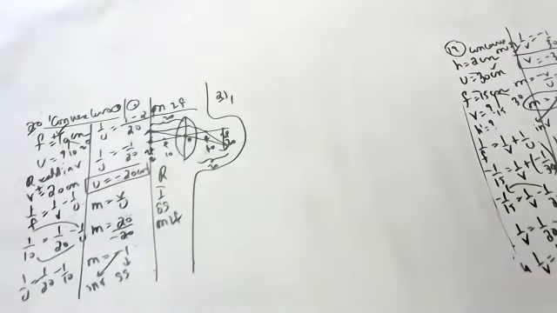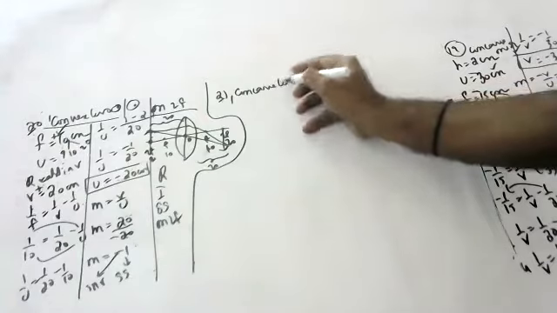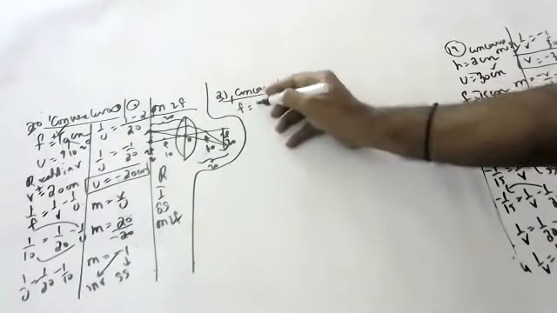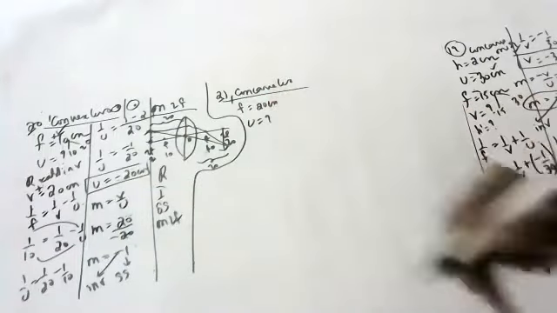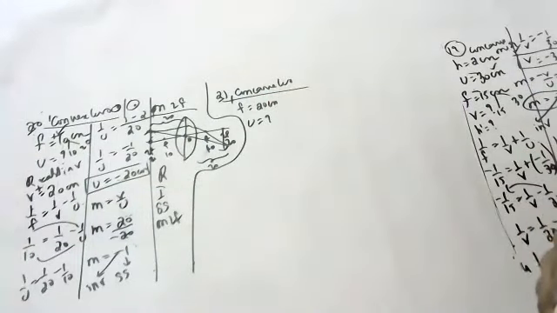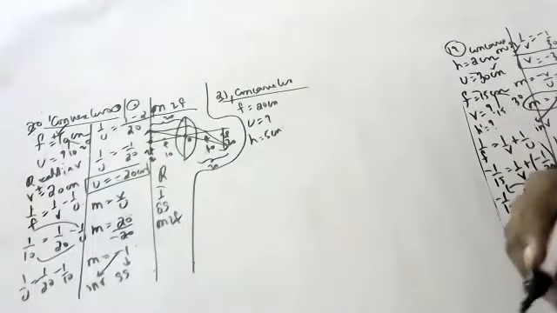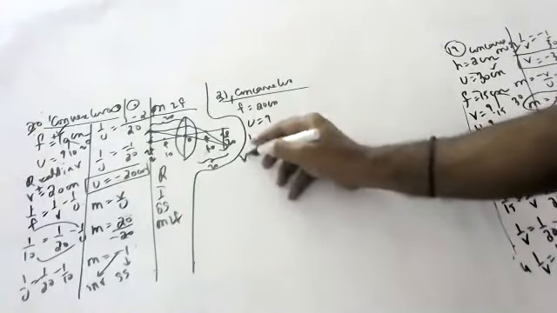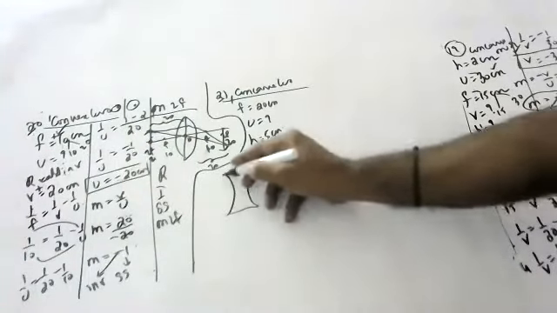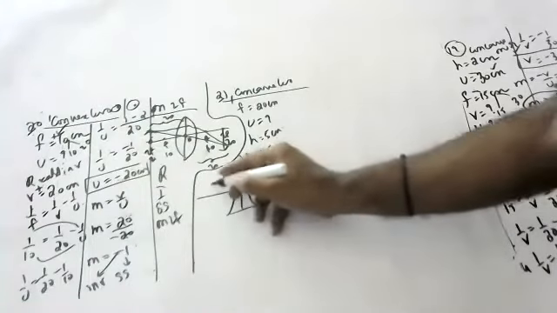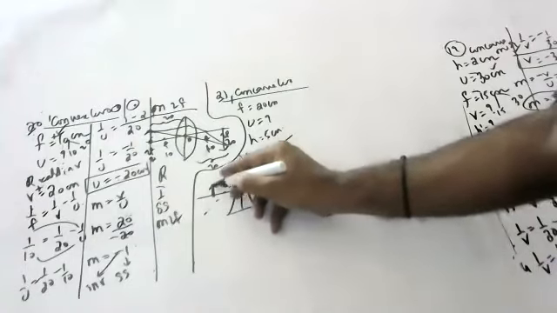21st question, children. A concave lens of focal length 20 centimeters. At what distance should a 5 centimeters tall object be kept from the lens so that it forms an image at 15 centimeters? If you have a concave lens, there is only one ray diagram. The object can be anywhere on the principal axis, like this.